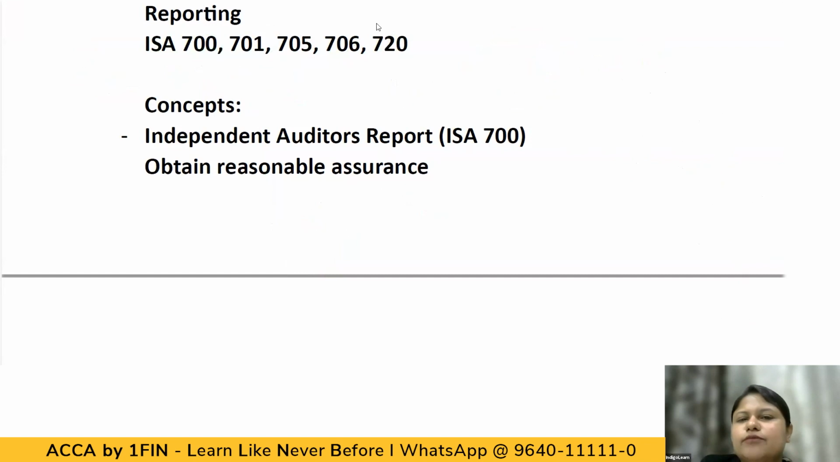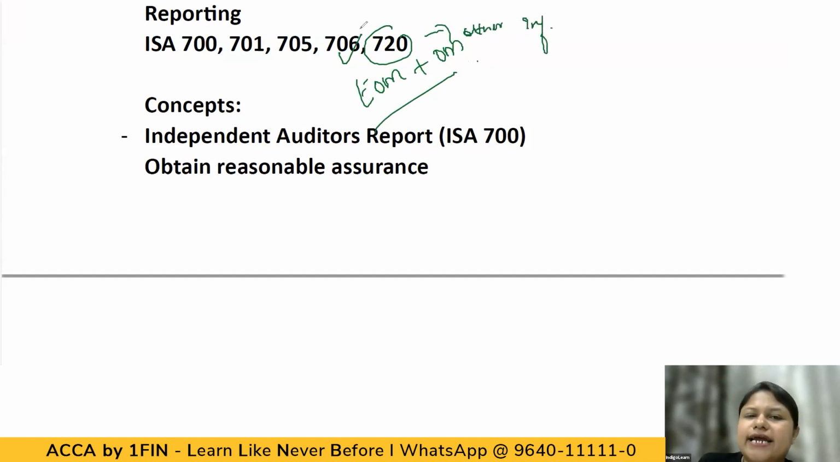Then we have some additional communication which the auditor can do through his audit report, that is 706, which talks about emphasis of matter paragraph and other matter paragraph. And then we have 720, which talks about other information. So these are all additional information that you can give through the audit report. Even 701 is additional communication which the auditor will do through his audit report. So let us get started with the first one.